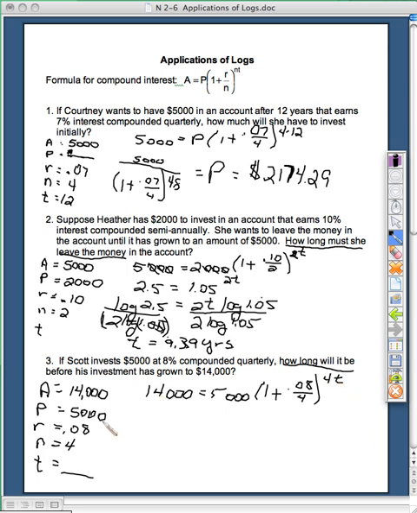14 fifths, because the thousands will cancel, is 2.8, equals, all that adds to be 1.02 to the 4t.